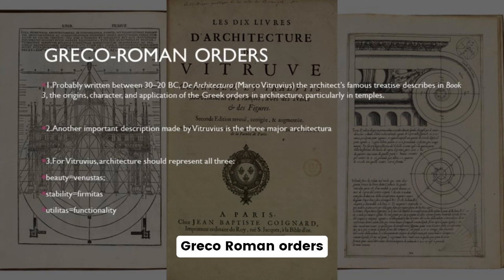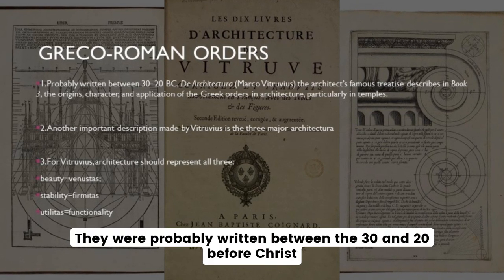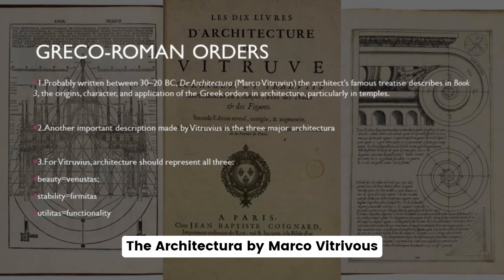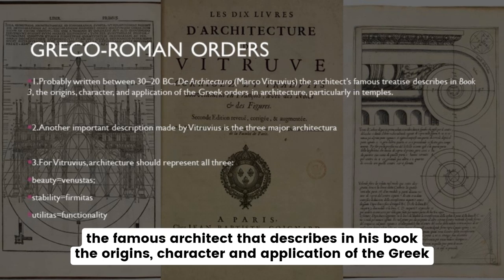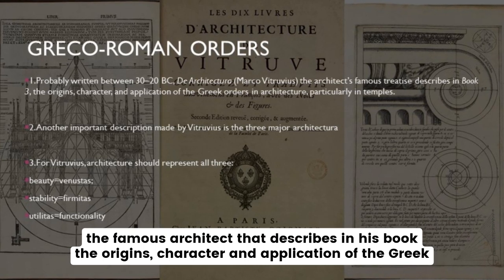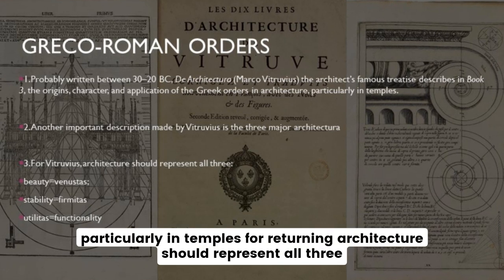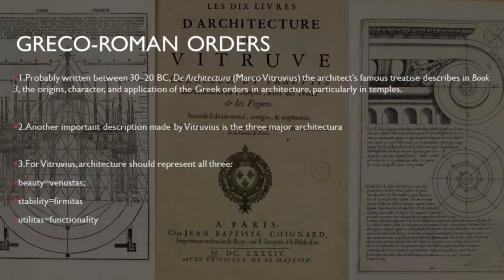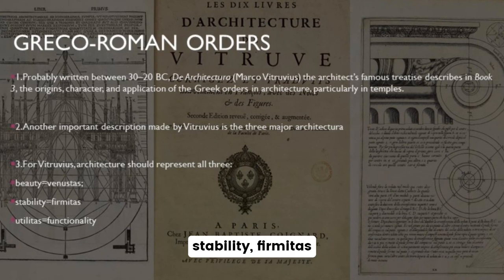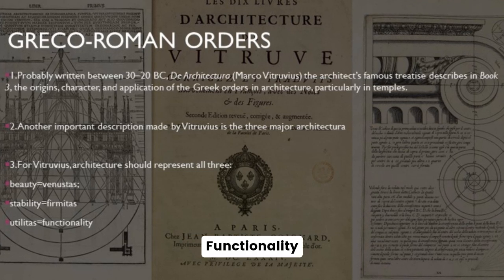Greco-Roman orders. They were probably written between 30 and 20 before Christ. The Architectura by Marcus Vitruvius, the famous architect, describes in his book the origins, character, and application of the Greek orders in architecture, particularly in temples. For Vitruvius, architecture should represent all three: beauty, venustas; stability, firmitas; and functionality, utilitas.